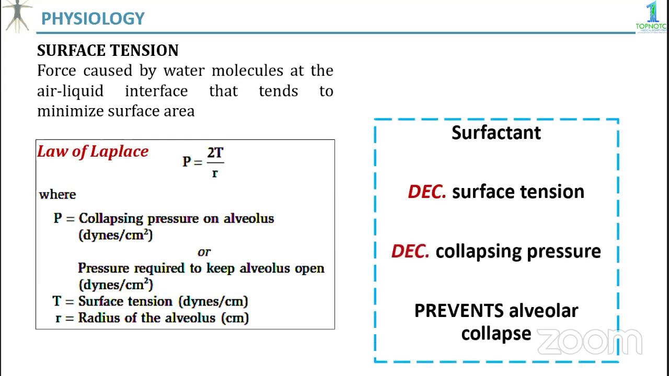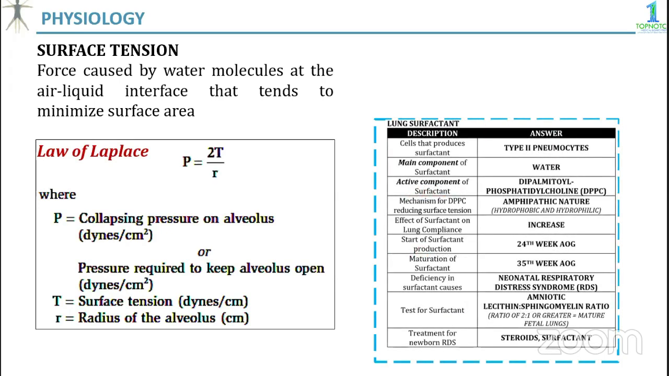Kaya di ba kapag mga preterm, in your handout din, if it's written there, kapag ang preterm, wala pang surfactant. So yung surface tension, yung numerator nila mataas. So yung collapsing pressure nila mataas din. Right? Yan. So take note of this as well, the important must-knows ng ating lung surfactant.